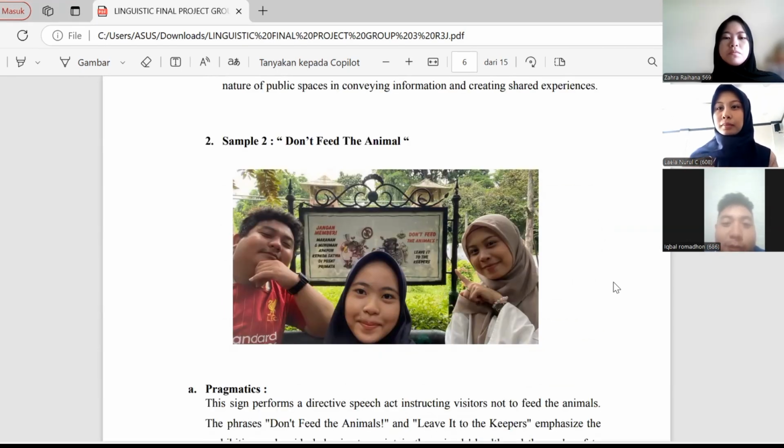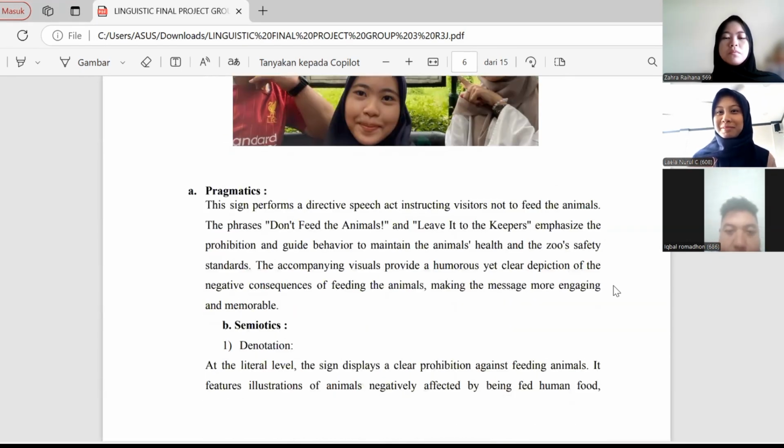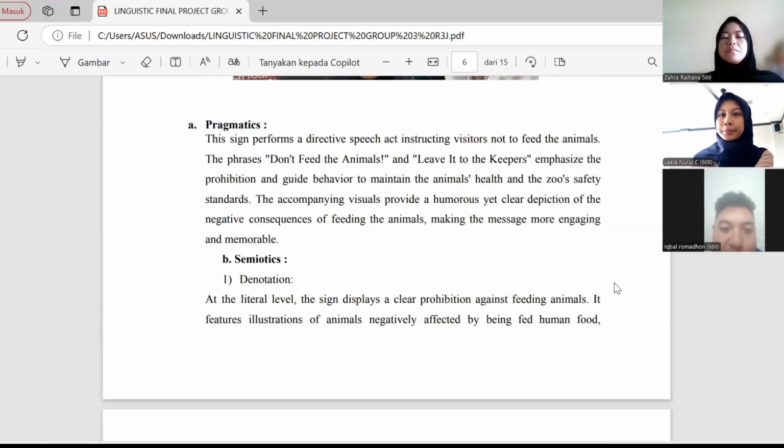Sample 2. Don't feed the animals. A. Pragmatics. This sign performs a directive speech act as it instructs visitors not to feed the animals. The phrase "Don't feed the animals and leave it to the keeper" emphasizes the prohibition and guides behavior to maintain the animal's health and the zoo's safety standards. The accompanying visual provides a humorous yet clear depiction of the negative consequences of feeding the animals, making the message more engaging and memorable.